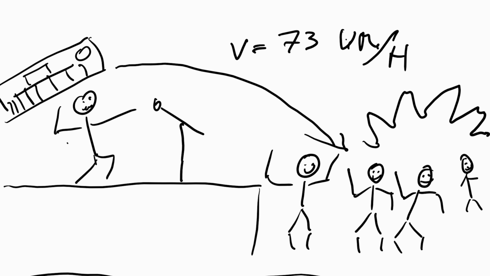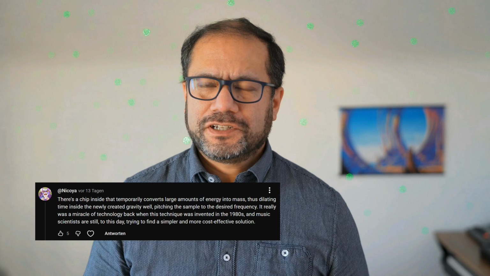Another viewer had the idea to change gravity locally, which changes the flow of time, because gravity changes space-time. And changing time locally means changing frequency perceived in another space. So let's put that to the test.